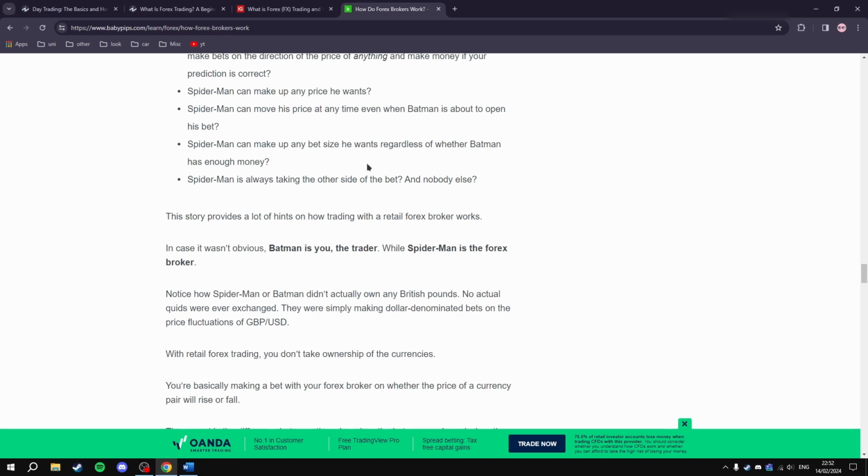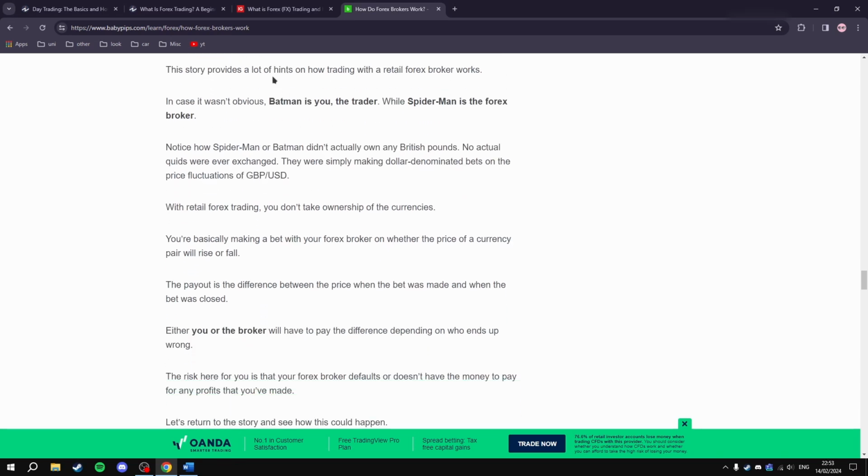Spider-Man is always taking the other side of the bet and nobody else. This story provides a lot of hints of how trading with a retail forex broker works. In case it wasn't obvious, Batman is you, the trader, while Spider-Man is a forex broker. Notice how Spider-Man or Batman didn't actually own any British pounds. No actual quid were ever exchanged.